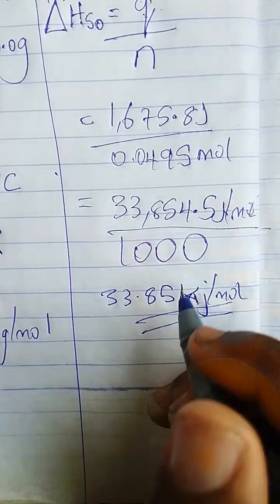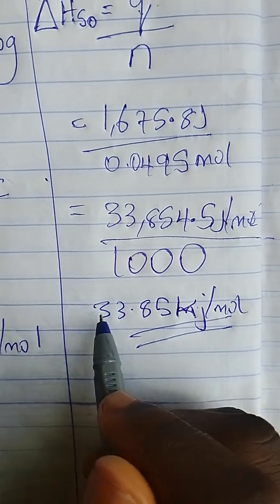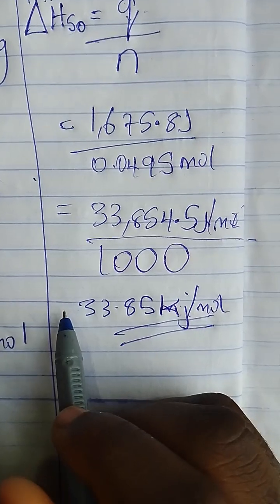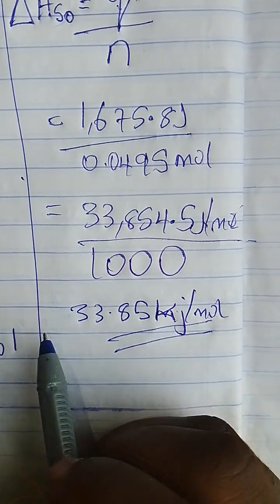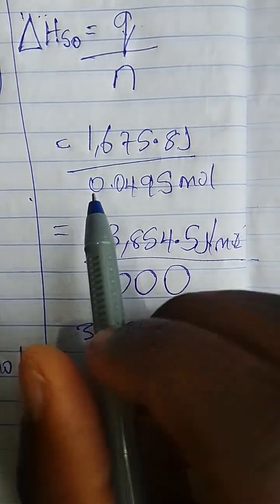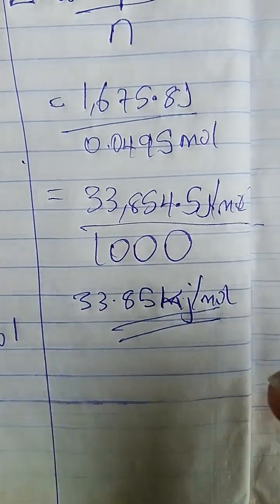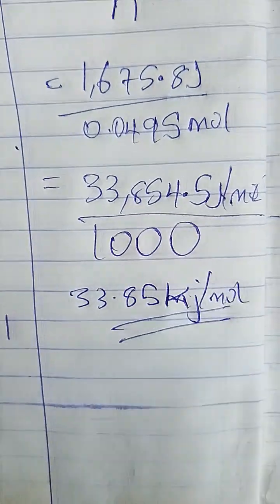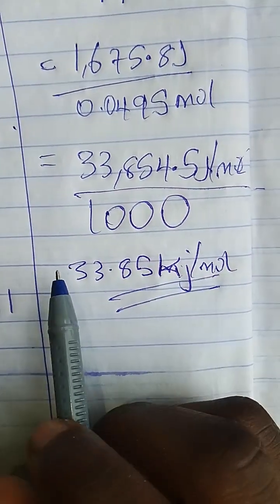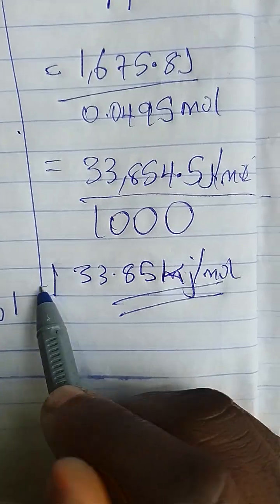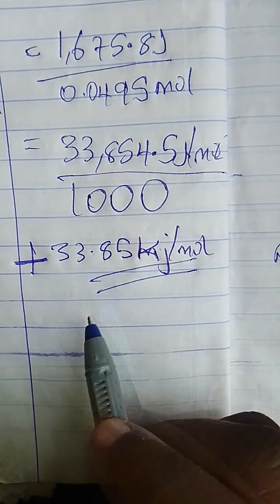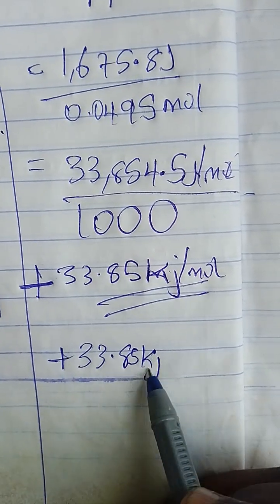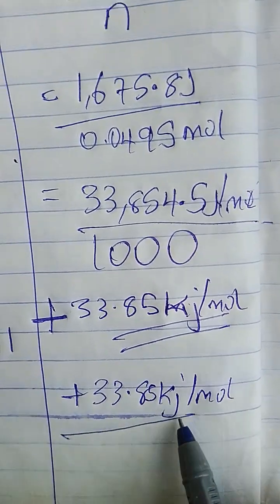Now options could be negative or positive. So after solving everything and you are still having a negative answer, if the reaction is endothermic, depending on the question, you have to change to positive, and that will be the correct one in the option. But if the reaction is exothermic, which means heat is being released, you change to negative. But in this question, it is what? Endothermic, which means heat is being absorbed and it's carrying a positive sign. So therefore the answer is plus 33.85 kilojoules per mole.